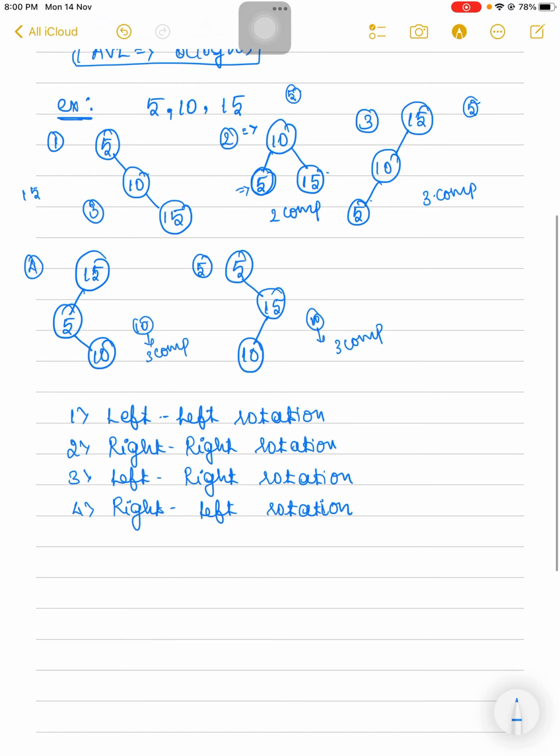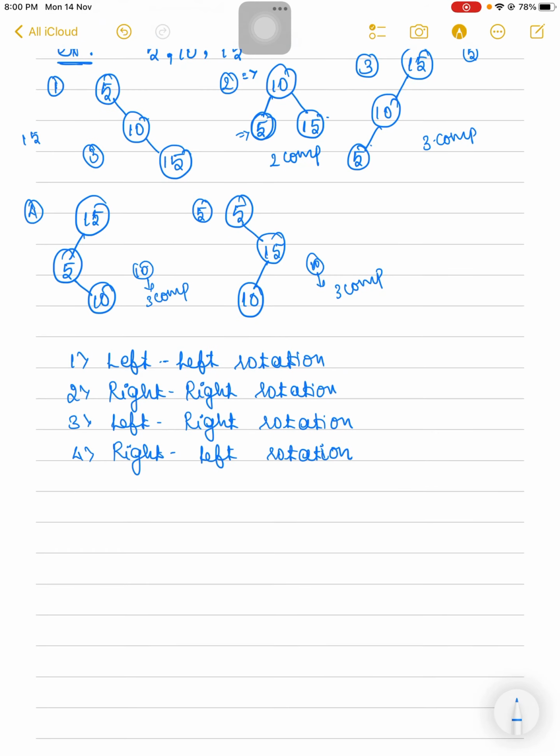Okay, so we'll take the first type. There are 4 types, I will discuss one by one. When we take the first tree, this is our very first tree, 5, 10 and 15. Which rotation are we supposed to apply over here? We need to check, right? 10 is the right child node for the root node 5. So right. Then again 15 is a right child node for the node 10, right? Right. So here we are supposed to perform the left rotation.